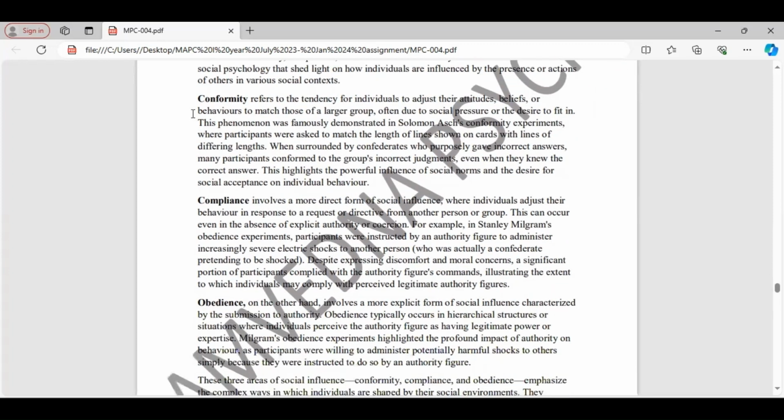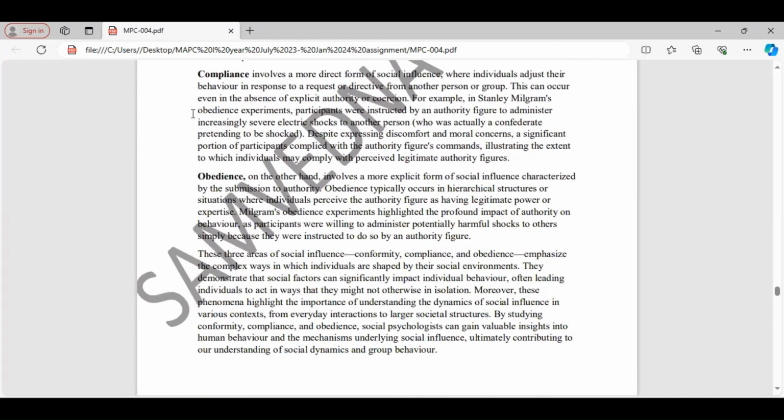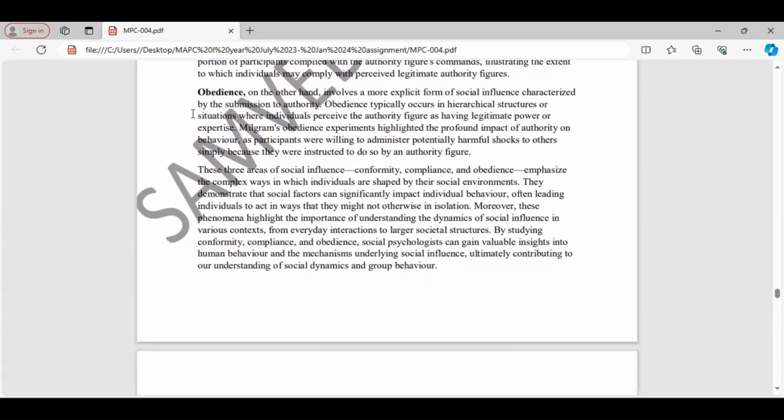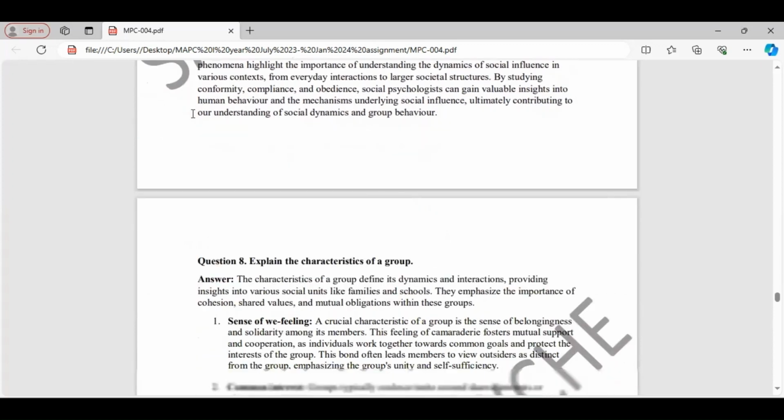Then we'll talk about compliance, where individuals adjust their behavior in response to a request, which can be direct or indirect from a person or a group. And the third one, obedience. Obedience occurs in hierarchical structures where an authority figure is there having legitimate power or expertise who can give instructions to be followed. And then how these three or the social environment shapes the individual, and with that you'll conclude your answer.